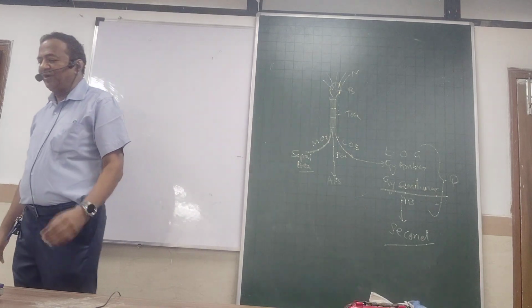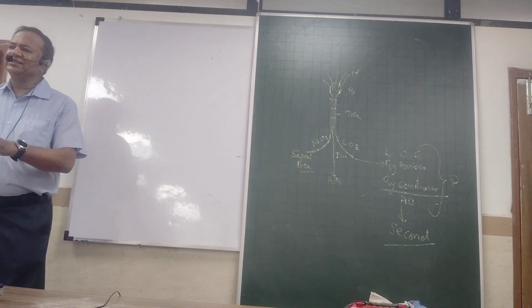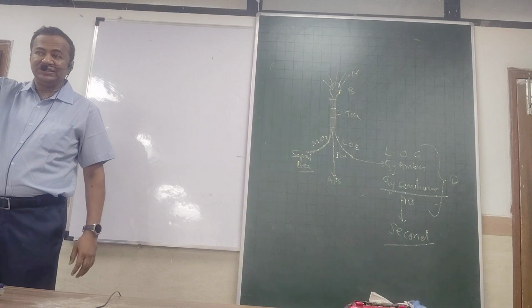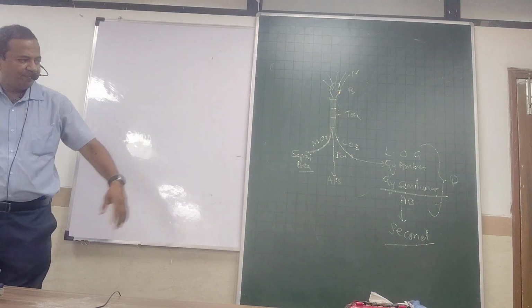The secondary olfactory cortex is in the area of the uncus. Uncus, that area has the secondary olfactory cortex.